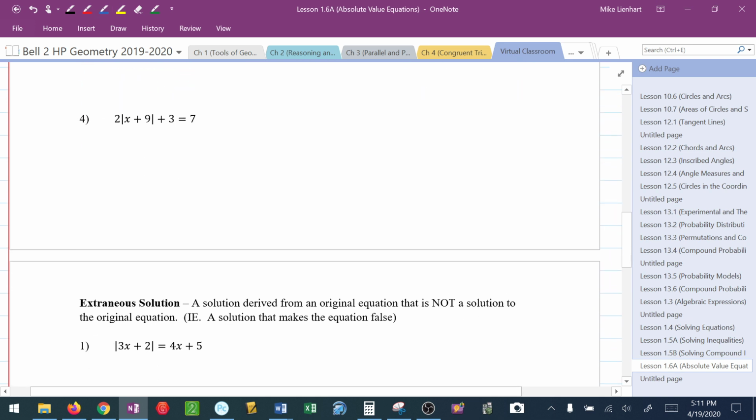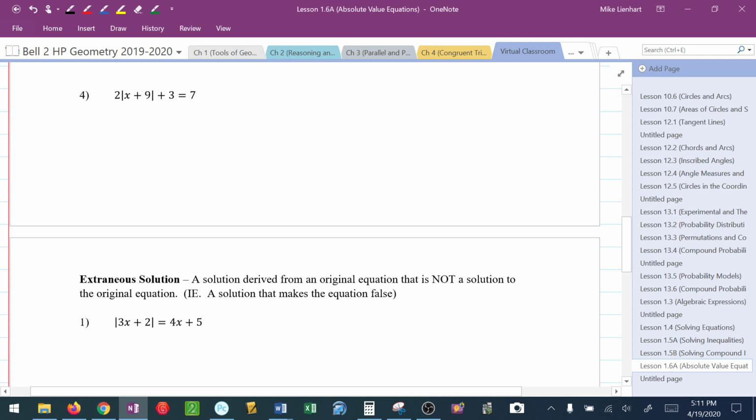All right, take a look at number 4 here. Again, same idea. First thing I'm going to do, subtract 3. 2 absolute x plus 9 is equal to 4. I don't want to distribute. Divide both sides by 2. I get absolute of x plus 9 is equal to 2.